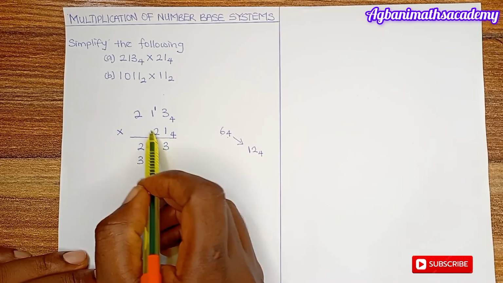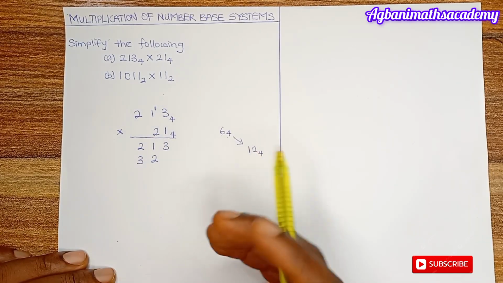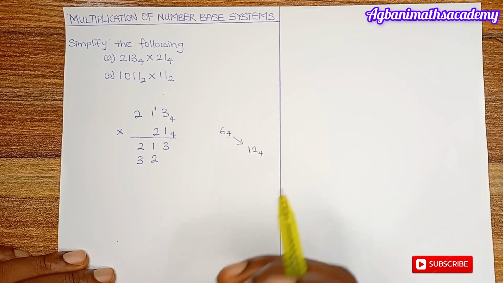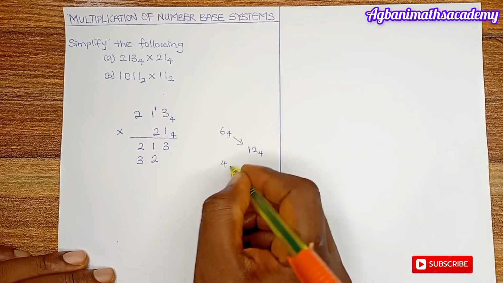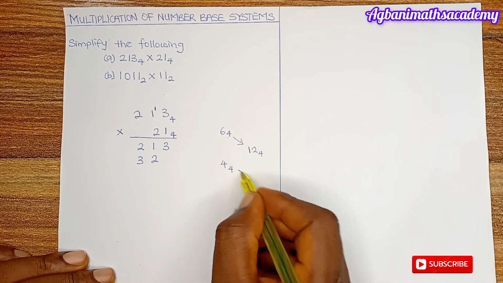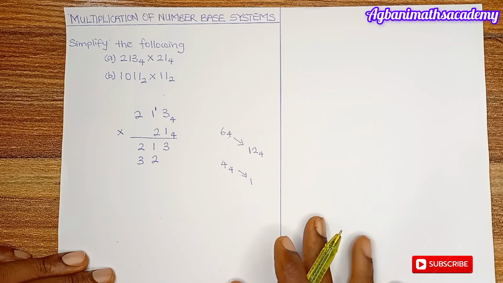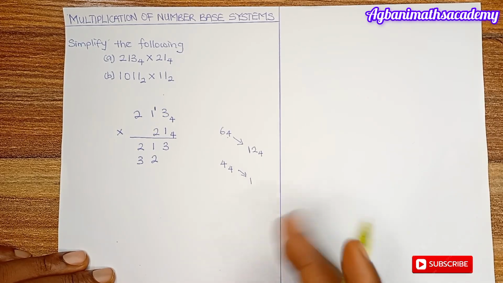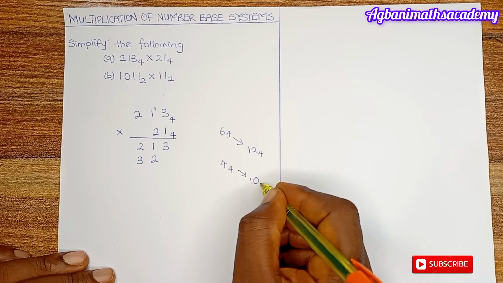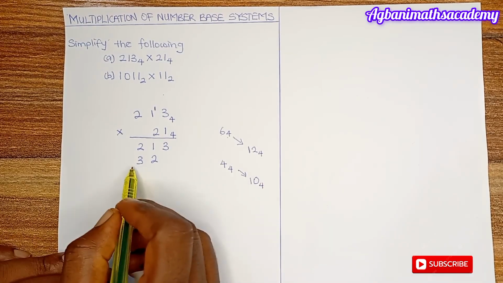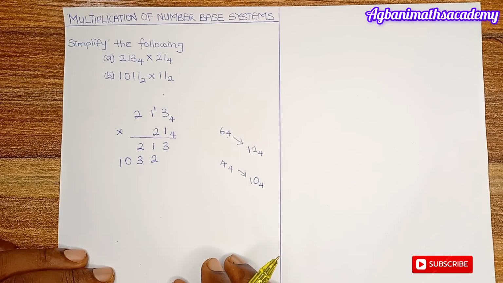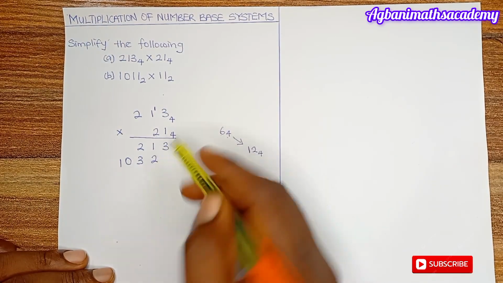Next, we have 2 multiplied by 2 is 4. And base 4 numbers cannot include 4. Therefore, we have to convert 4 base 4 to the accurate form. 4 divided by 4 is going to give us 1. Will there be a remainder? There will be no remainder. So the remainder will be 0. This means 4 base 4 is equal to 10 base 4. So over here, we're going to have 10. So we are done with multiplication. We need to add these values.